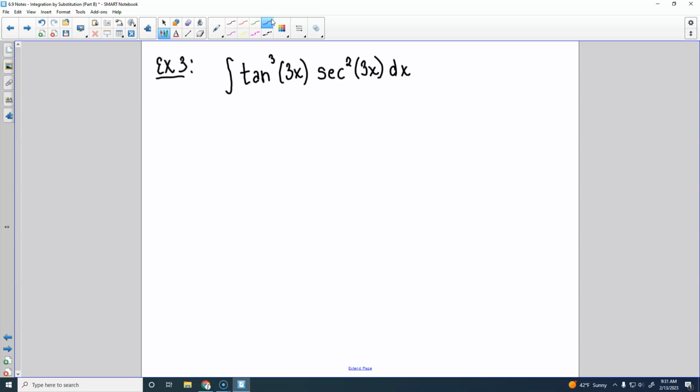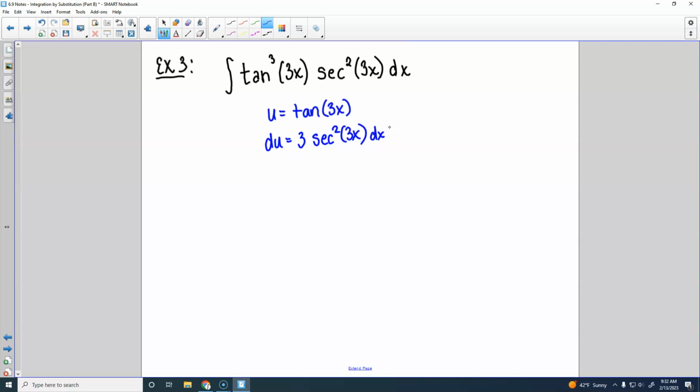Secant is 1 over cosine, but its derivative is secant tangent. So tangent is going to be better to use here because if I let u be tangent of 3x, then du is secant squared of 3x, and you have to use the chain rule there, so you'll have a 3 right here. We'll put our dx over here on the end.